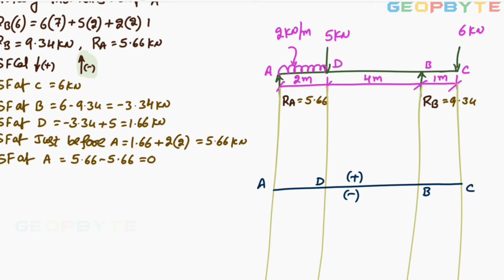SF at C plus 6 kilonewtons. SF at B minus 3.34 kilonewtons. SF at D plus 1.66. SF at just before A 5.66. And finally it is 0.